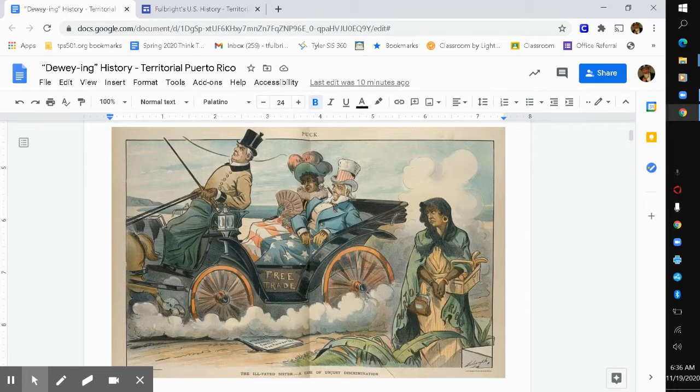Think about what we see happening in this cartoon. Maybe he looks familiar. That's President William McKinley. We've talked about Uncle Sam a number of times. Who is Uncle Sam? Who does he represent? And they're riding in this carriage that says free trade on it. Remember when we talked about trade policies, William McKinley was a big fan of tariffs and making goods from other countries pay a tariff.